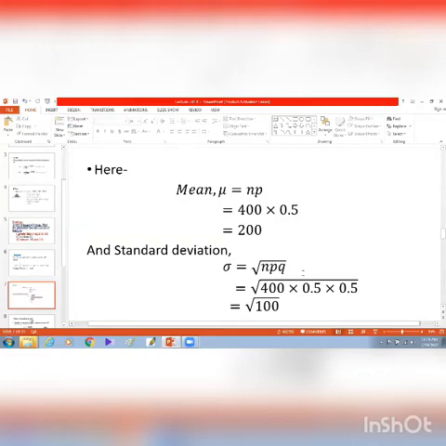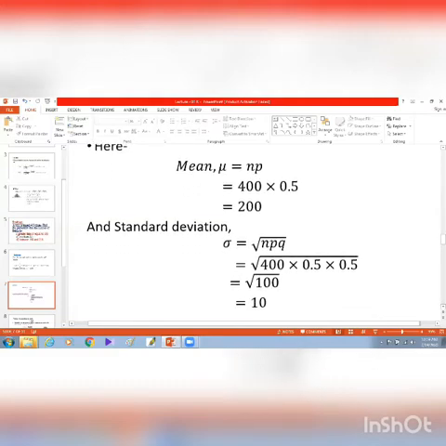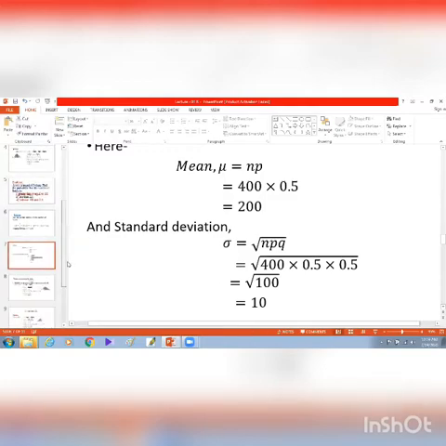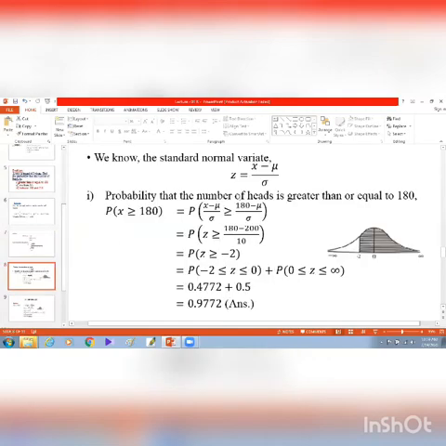Replacing the values of np and q, we get the square root of 400 into 0.5 into 0.5. That means square root 100, and square root 100 means 10. So we already have the values of mu and sigma. Now we can write down z. Normally z equals x minus mu divided by sigma. Replacing the values of mu and sigma, we get z equals x minus 200 divided by 10.